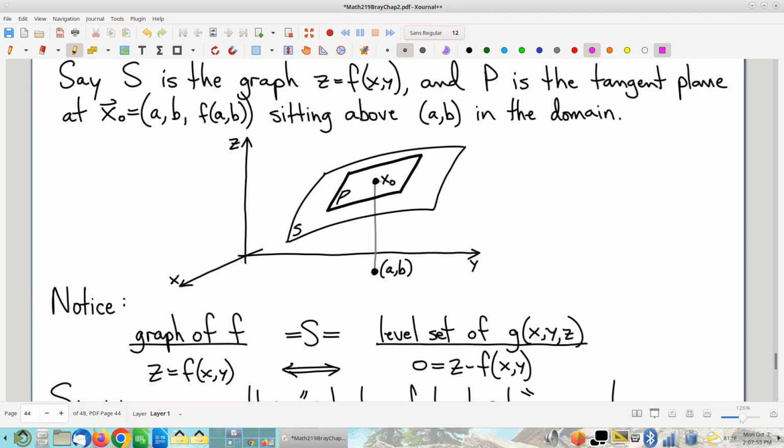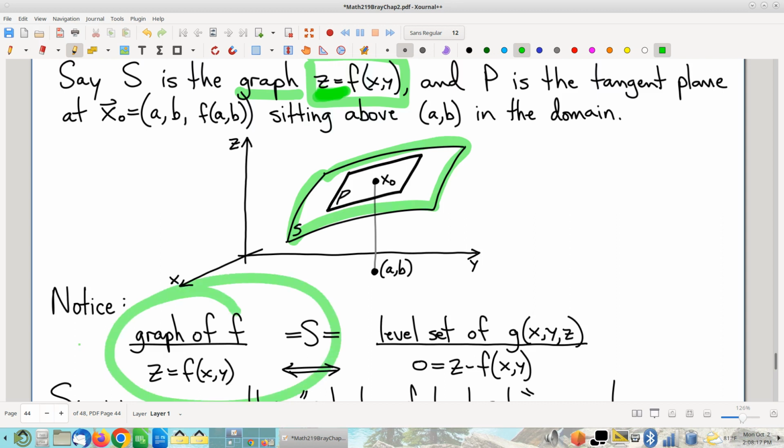So we're going to start off looking at a surface S that is a graph. Keep in mind, that's what a graph is. A graph is when you set a function equal to a new variable z, such as in this case. And that gives you a surface, in this case, because there's two variables. And our surface in question S is that graph.